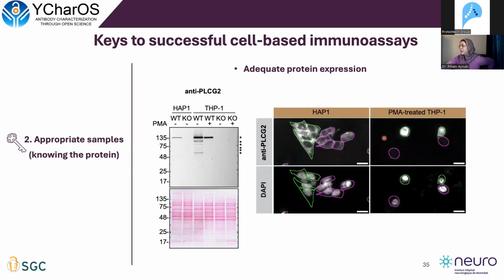The same antibody was tested under the same conditions, following the same procedure, but in 2 different cell types. And it shows how the antibody performance was affected. In the lower expressing cell line, the antibody stained both wild type and knockout cells similarly, not identically, but similarly, showing a lack of specificity. But when tested in the higher expressing cell line THP1, the antibody now recognizes PLC gamma with absolutely no signal left in the knockout.